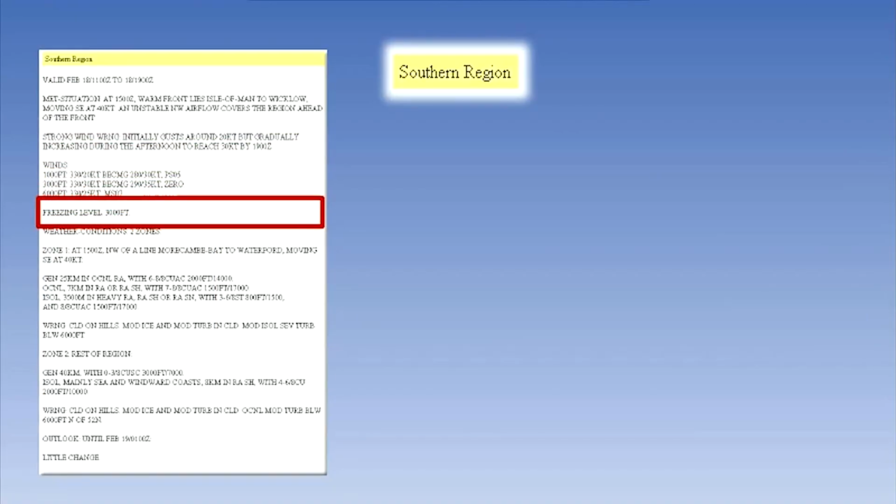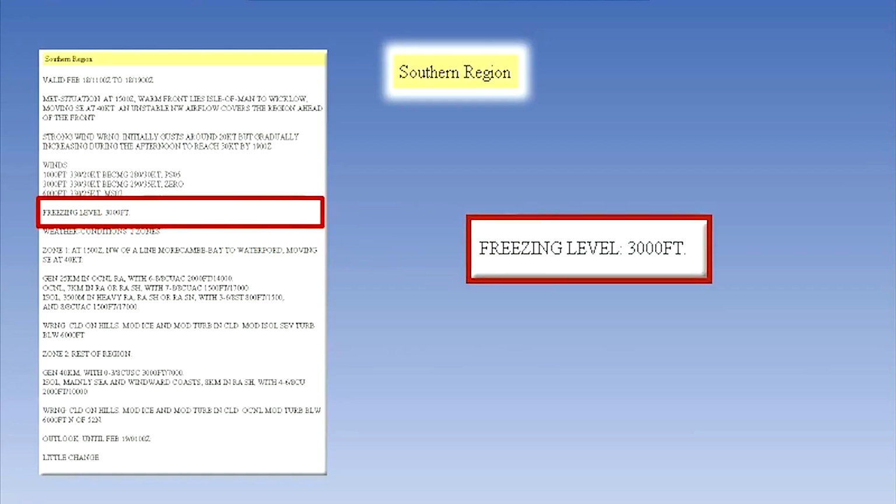Directly beneath the wind section, we provide the forecast for the freezing level. This can vary across the AIRMET region, and it often shifts over time, which is especially common when a cold front pushes through the area. Any fluctuations are highlighted for you with clear, descriptive text.